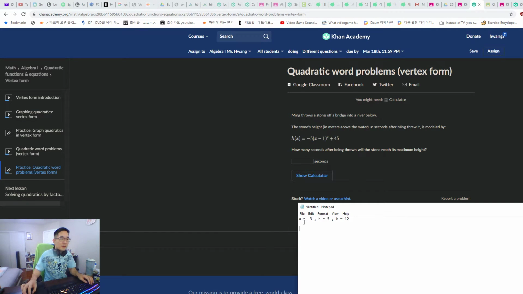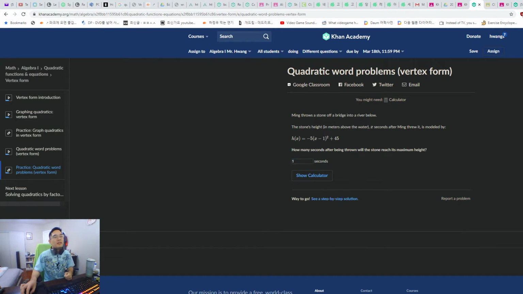You're throwing a stone. A is negative 5, H is 1 from x minus 1, K is 45. So the vertex is 1 comma 45. X represents the time, and h is the height. It's not asking for the maximum height, it's asking how long it would take. It will take 1 second, and after 1 second, the maximum height will be 45 meters. So 1 second. That's how you do these kinds of problems.